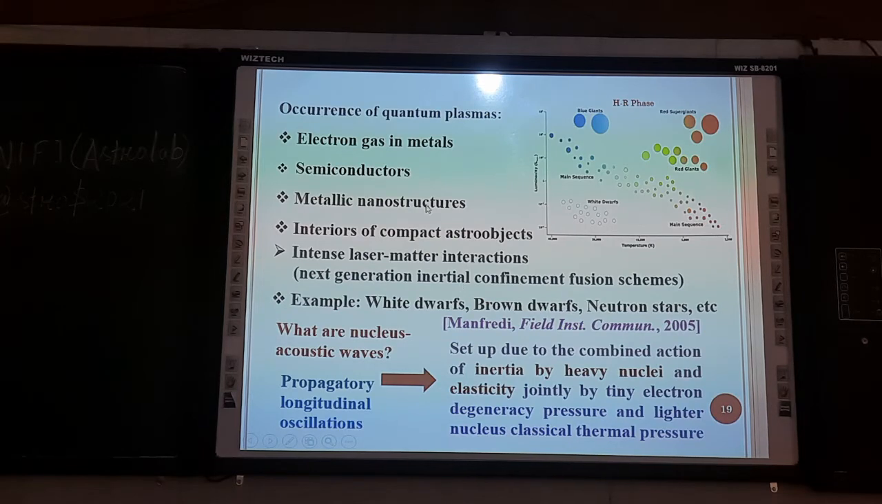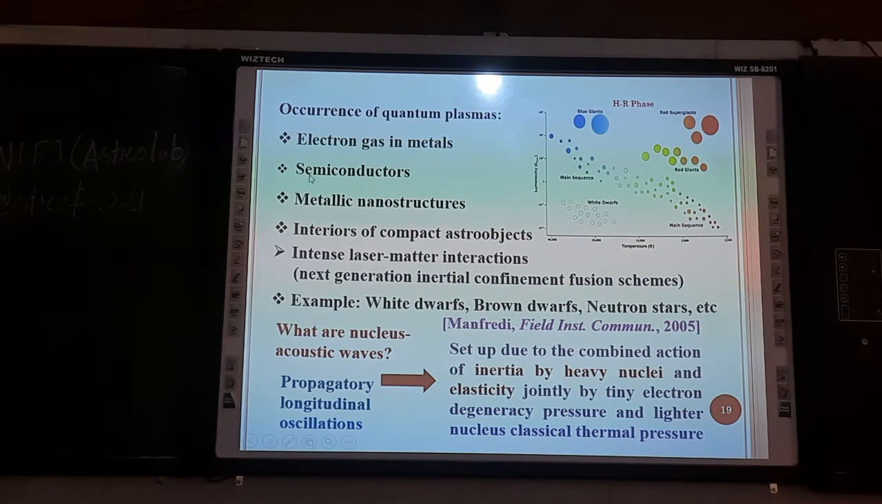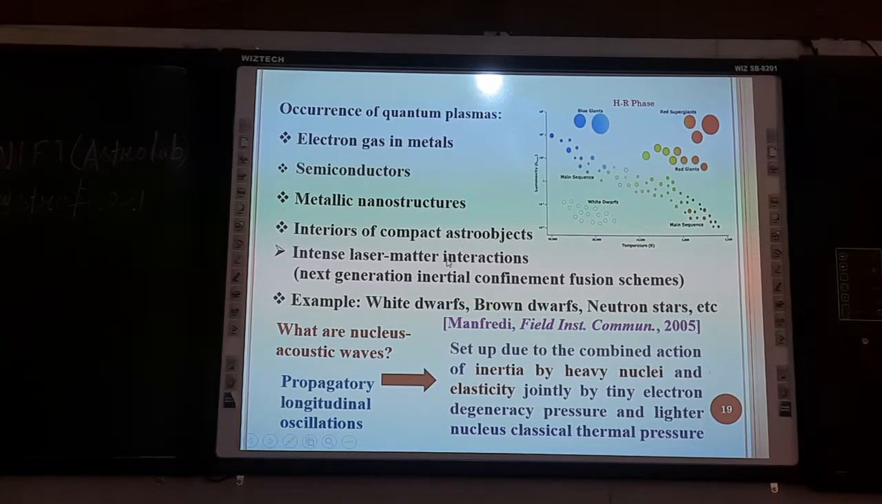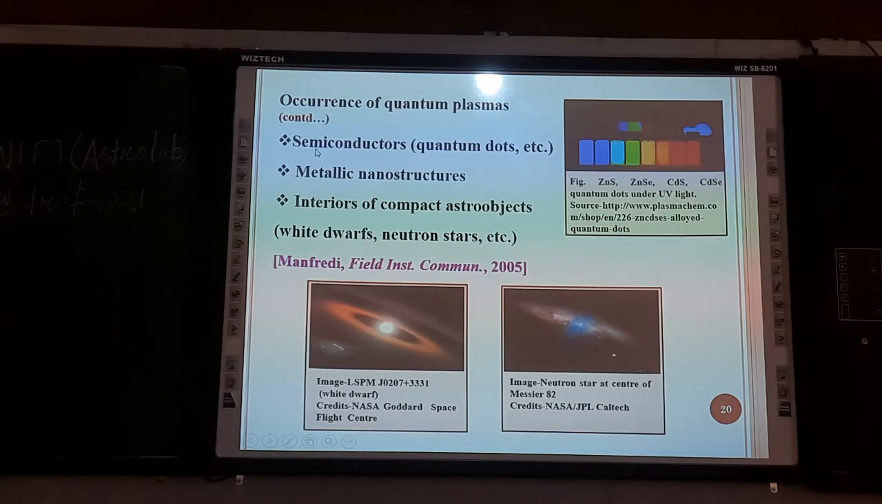And the natural existence of these quantum plasmas is manifold. Everywhere these are available: electron gas, semiconductor devices, metallic nanostructures, the interior of compact objects, which is what we are interested in, then intense laser-metal interactions. There are also a few other examples, including quantum dots, white dwarfs, neutron stars, etc.